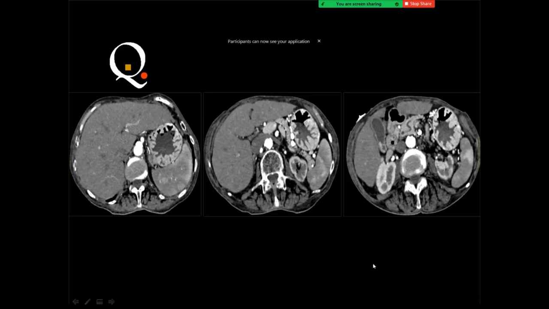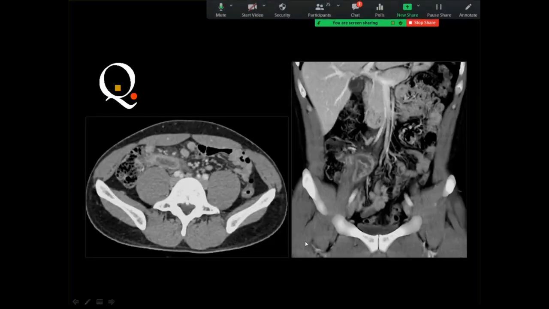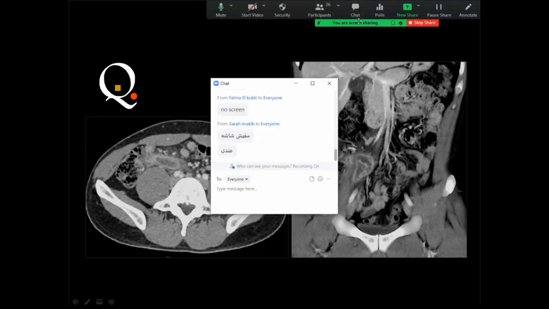Okay, we can all see and hear. Sorry for this interruption, and we have discussed this as a case of Zollinger-Ellison syndrome. Now we go to the next case where you see a contrast enhanced CT scan of the abdomen as well as a coronal image.